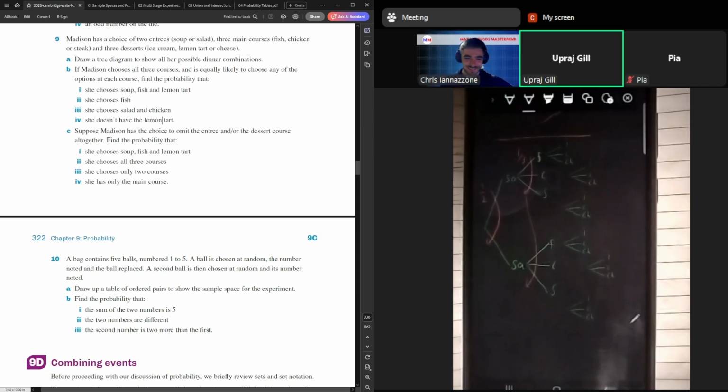So once again, whether you go soup, salad, or fish, chicken, and steak, it doesn't really make a difference. So all those probabilities are 1. And at the last branch, the probability of you not getting lemon tart is 2 over 3. So you just multiply 2 over 3 with 1, and then you get 2 over 3.